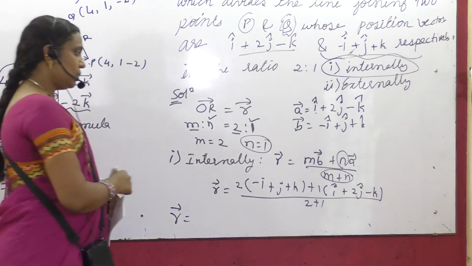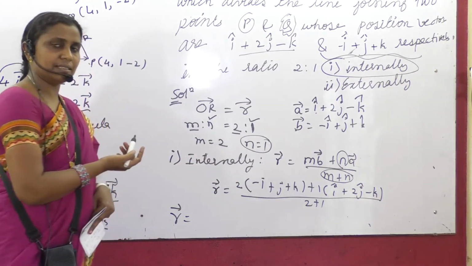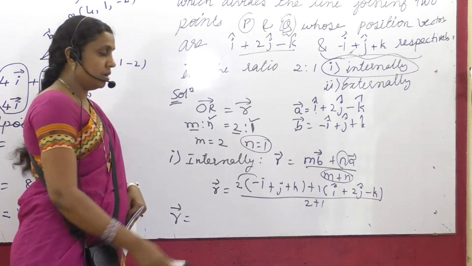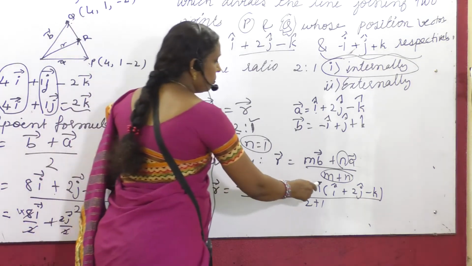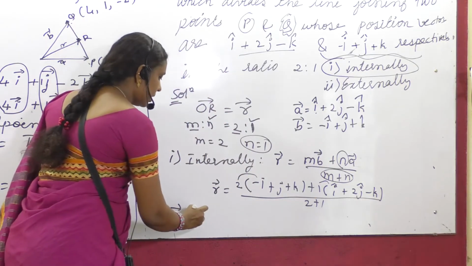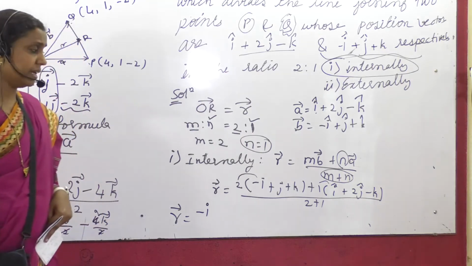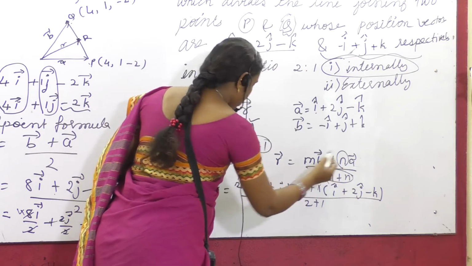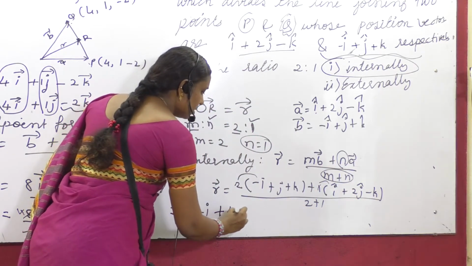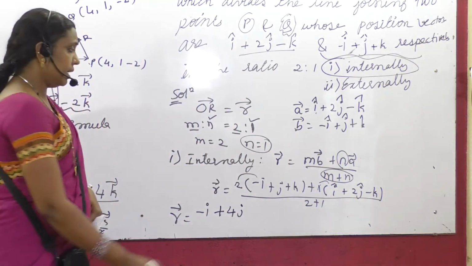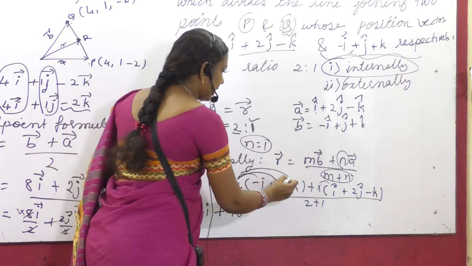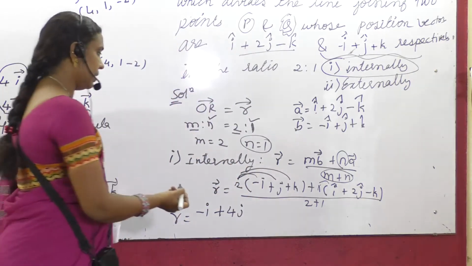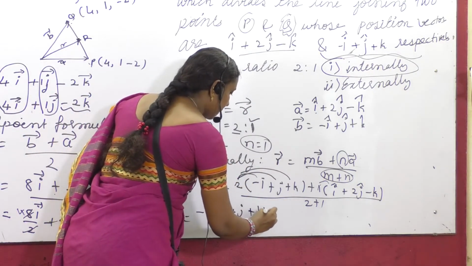Got it? So let us solve for this. Can it go for direct simplification? Check with this. 2 into minus 1, minus 2i plus 1i. How much will it be? Minus i. Am I right? Next. 2 into 1, 2 plus 2. 2 plus 2 is 4j. Next. 2 into k, 2k. 1 into minus k, 2 minus 1, that is plus 1k.